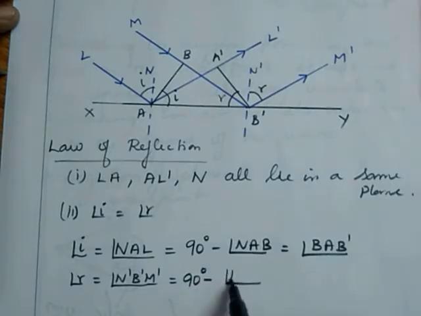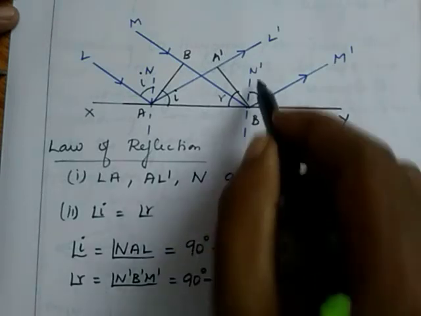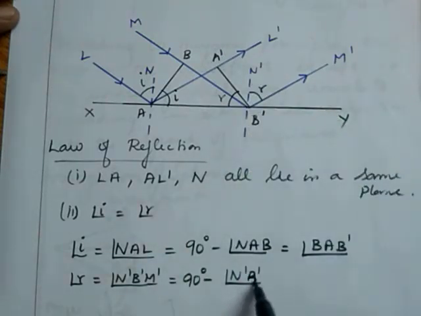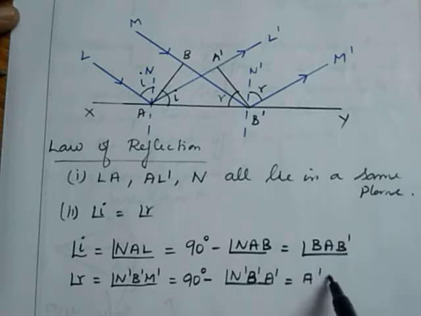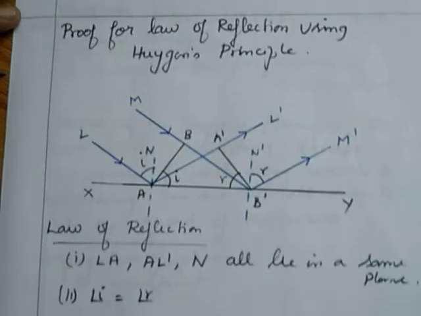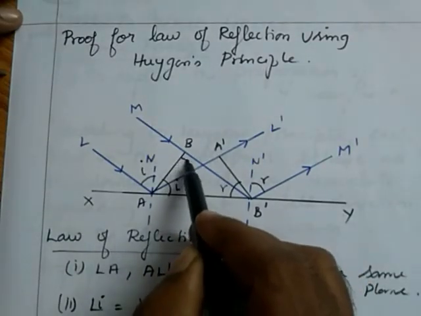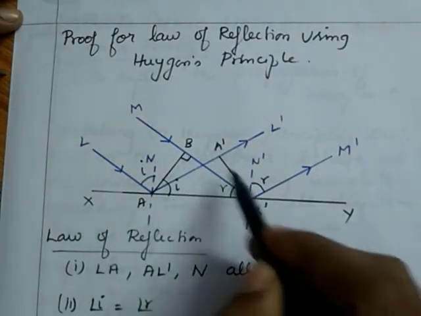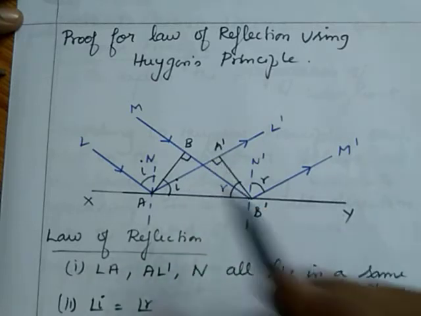90 minus angle NB'A' is equal to angle A'B'A. Here we know this angle is 90 degrees, and this angle is also 90 degrees.